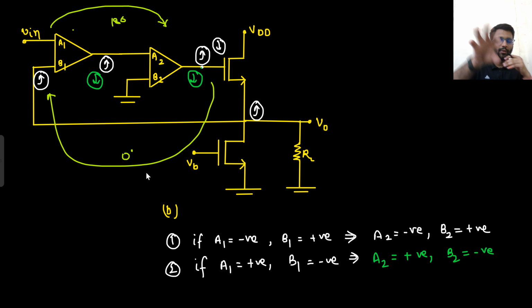Now A1, B1 and A2, B2 can decide. If B1 is negative, only then are you getting 180-degree phase shift. So you don't need another 180-degree phase shift. So A2 should be positive and B2 should be negative, if B1 is negative. And if B1 is positive, that means you are not getting 180-degree phase shift. From the next op-amp you need 180-degree phase shift. So A2 should be negative and B2 should be positive, because if A2 is negative, it will give you 180-degree phase shift. Well and good, understood. Very easy question and very conceptual as well, right?